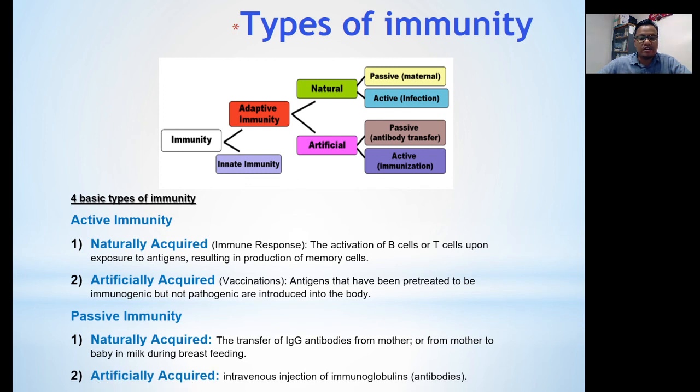Artificially acquired, where we inject antibodies into the patient. We try to inject because maybe the patient cannot produce, or is not yet able to produce, enough antibody to fight that particular pathogen. So we help the patient by injecting antibodies from other sources, such as from another human or maybe from animals.